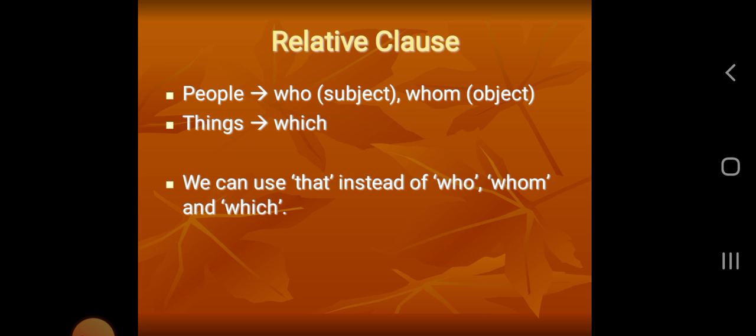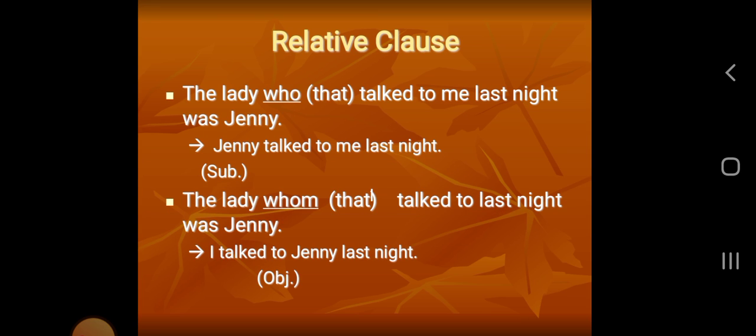For people most of the time we use who or whom, for things which or that. We can use that instead of who, whom and which. This tells us that we can use that in place of these. The lady who talked to me last night was Jenny. The lady that talked to me last night was Jenny. We can use who or that interchangeably in this sentence. Jenny talked to me last night, subject. The lady whom or that I talked to last night was Jenny. Here, I is omitted. I talked to Jenny last night.